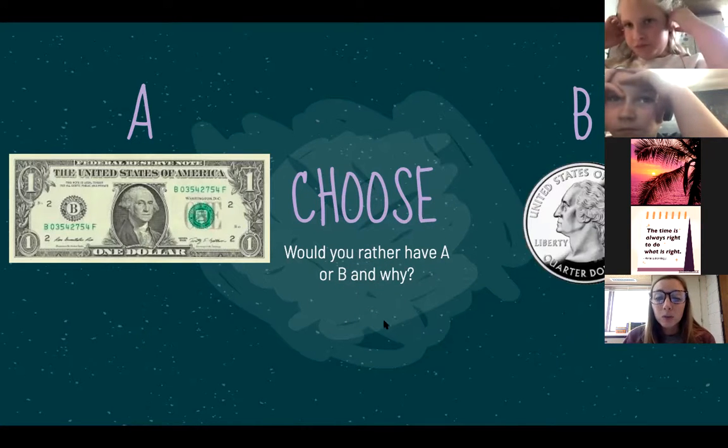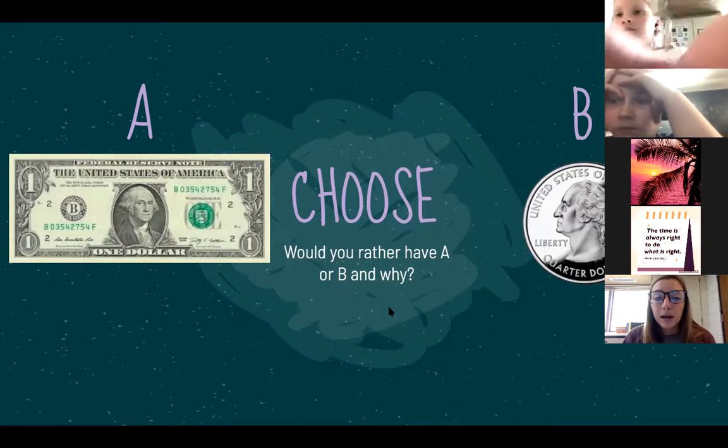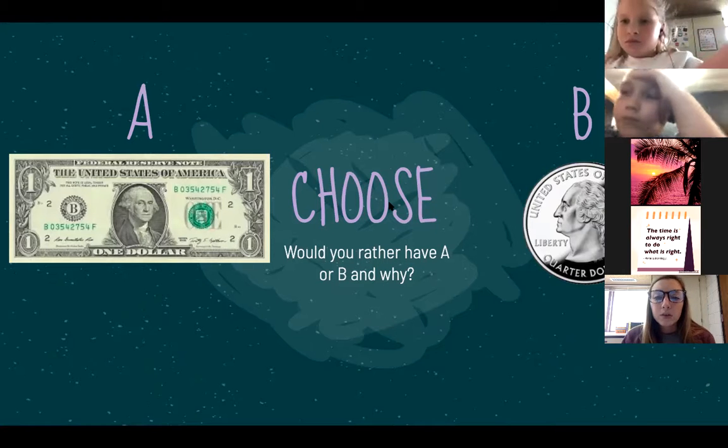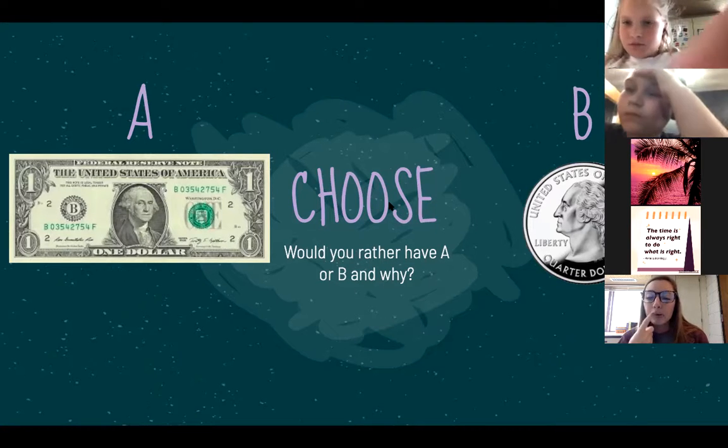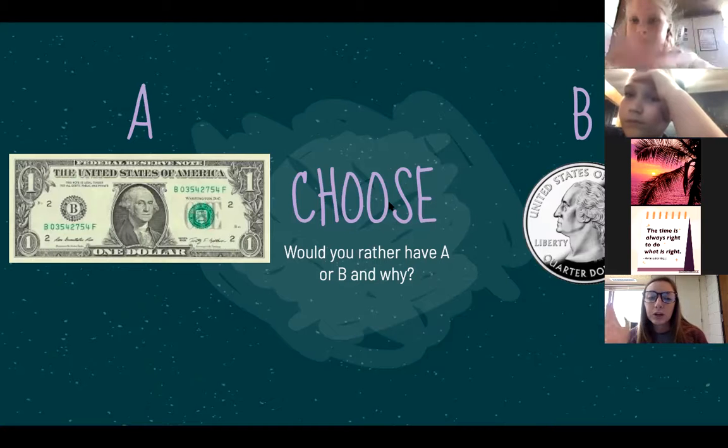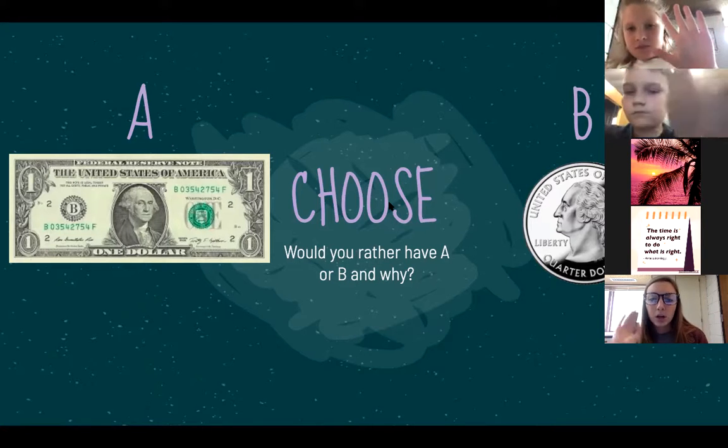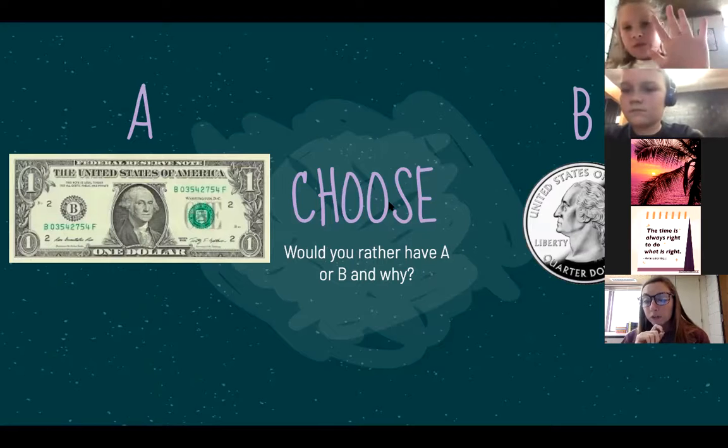And this is our last one where we're going to choose A or B with money. So tell me, what would you rather have? Would you rather have A or B? Would you rather have $1? And the coin is a quarter. If you're not sure, that is a quarter.